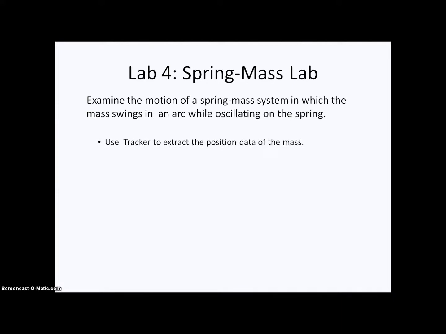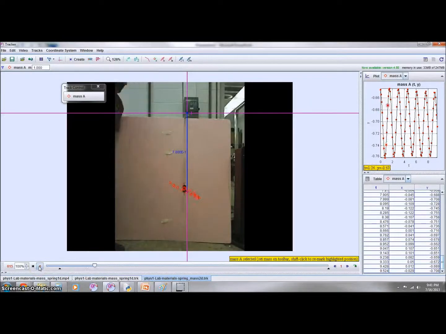First, we will use Tracker to extract the position data of the mass. Then we will create a computational model of the mass. Finally, we will compare the model predictions with the observation data. First, we analyze the video in Tracker. We will save the XY coordinates that we obtain into a CSV file which we will use to compare our observation data with our computational model.